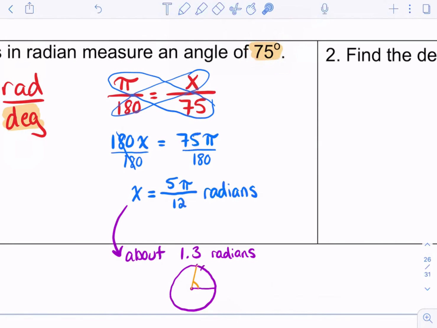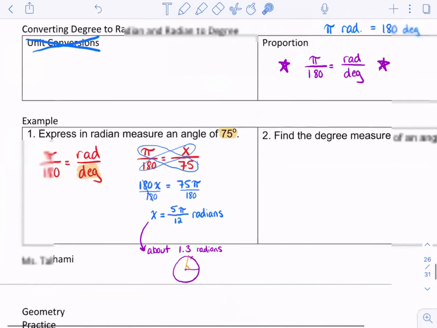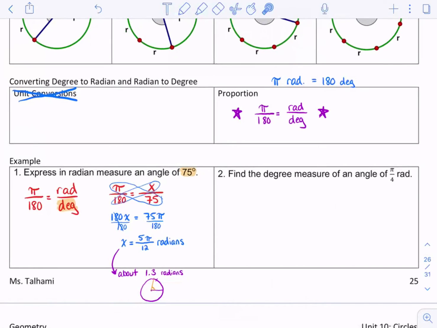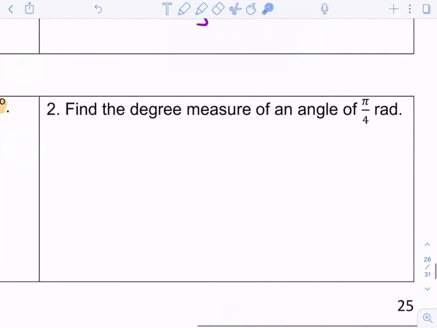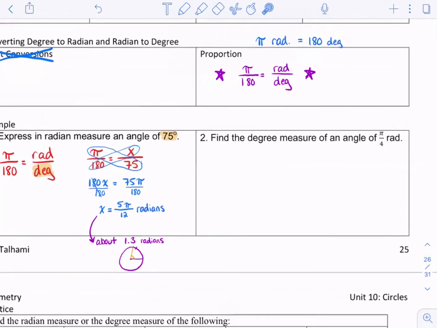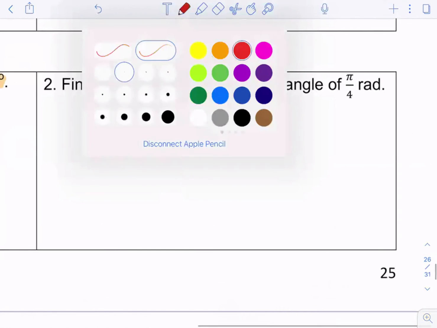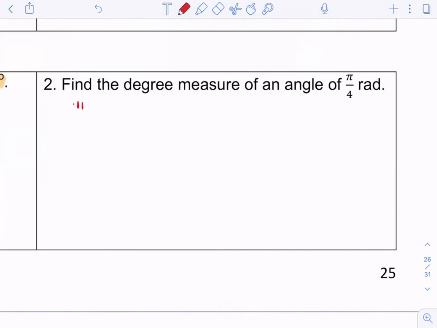We did. Yeah. So you can really judge the reasonableness of your answer. Absolutely. All right. Okay. Let's do this next one. First step. Oh, boy. This time they throw in a little fraction for us, but that's not going to change our method of using our proportion, pi over 180 equals radian over degree.